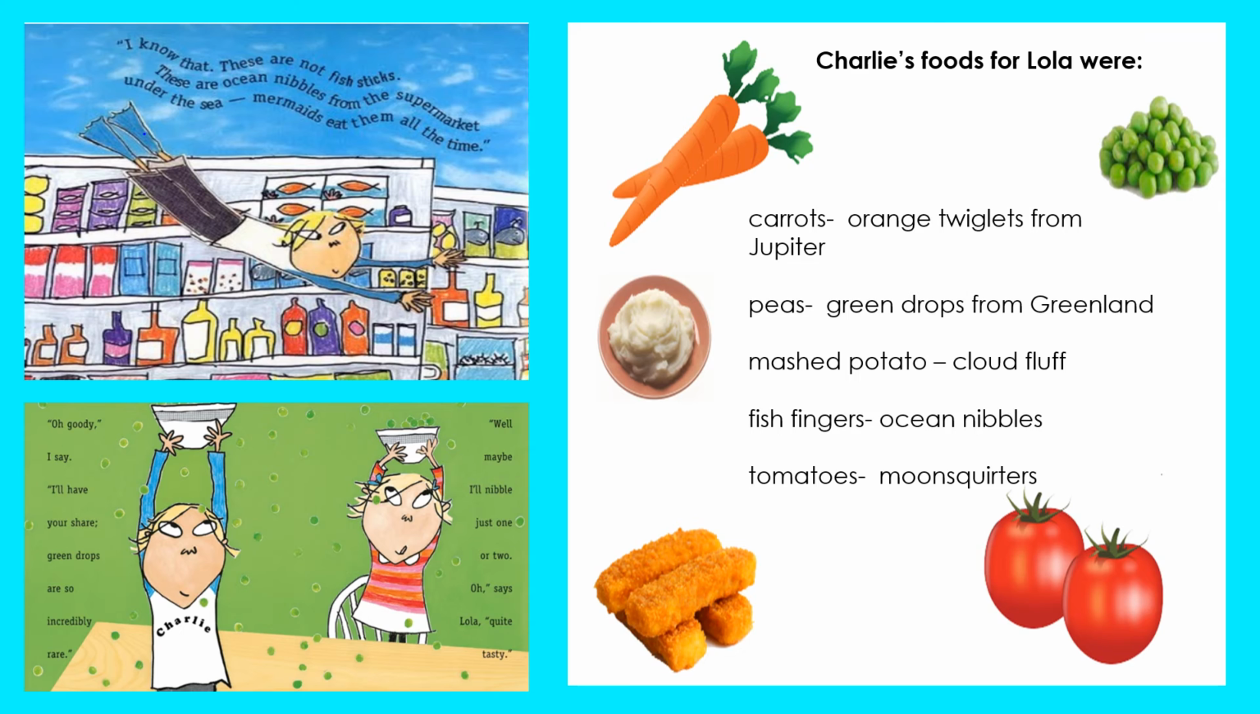The carrots were orange twiglets from Jupiter. The peas were green drops from Greenland. The mashed potato was cloud fluff. The ocean fingers were ocean nibbles. And the tomatoes, now this was surprising. Lola came up with the name for them. She called them moon squirters. Would you eat a moon squirter?